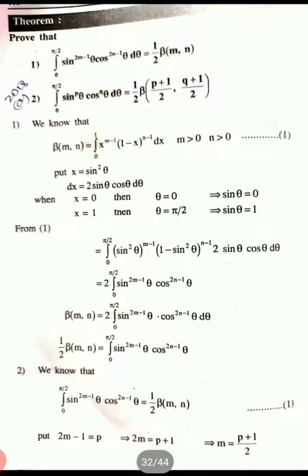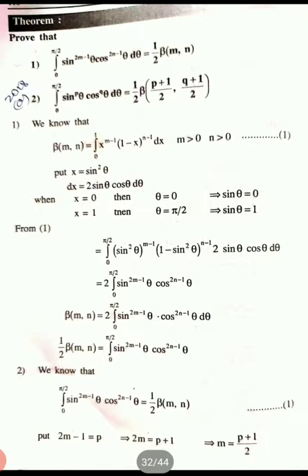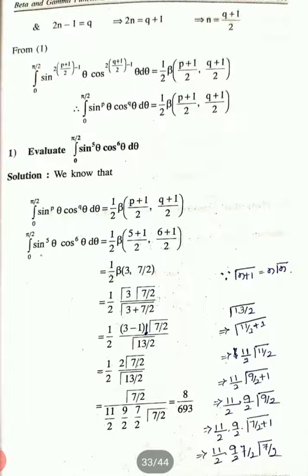And the same as 2n minus 1, as I consider it as q, we get 2n minus 1 equal to q, so 2n is equal to q plus 1 and n equals (q plus 1) by 2. Put this value in the first proof, we get the integration 0 to pi by 2 sin raised to 2 times (p plus 1 by 2) minus 1 theta into cos raised to 2 times (q plus 1 by 2) minus 1 theta d theta is equal to 1 by 2 beta of m value (p plus 1) by 2, n value (q plus 1) by 2.